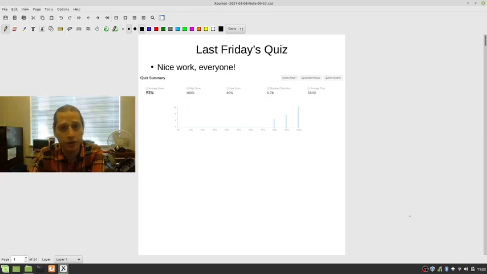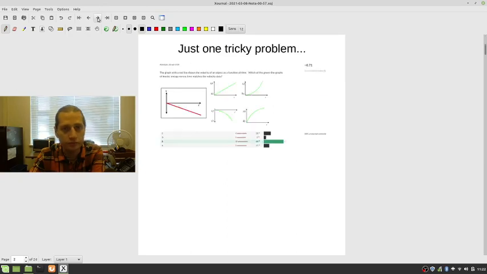Last Friday we had a quiz. It went well. Everyone got B or above. There was just one problem that a number of people missed. It says the graph with the red line shows the velocity of an object as a function of time. Which of the green line graphs of kinetic energy versus time matches the velocity data?